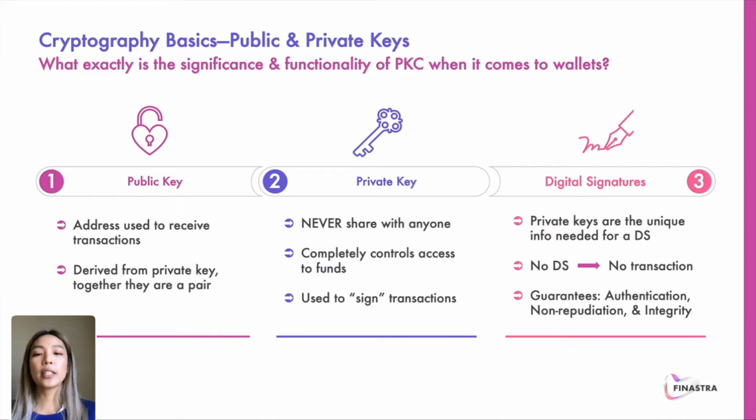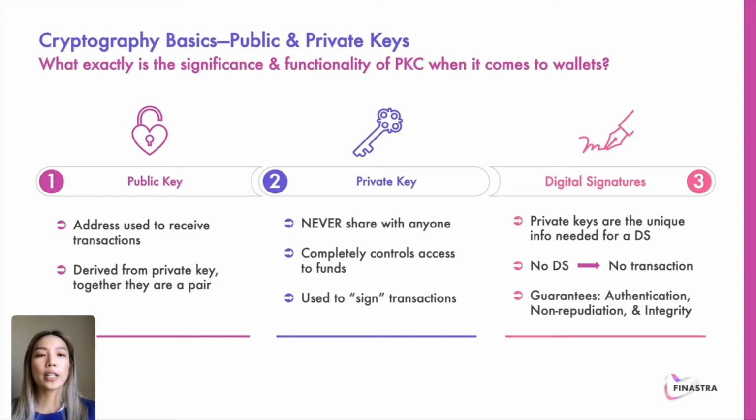Now, your private key completely controls access to your funds by being the unique piece of information that is needed to create digital signatures. And digital signatures are required to sign transactions. Digital signatures are generated by using your public address in combination with your private key. What's really happening is that the private key is used to sign the documents, and then the resulting digital signature is cryptographic proof. And this proof has 3 guarantees.